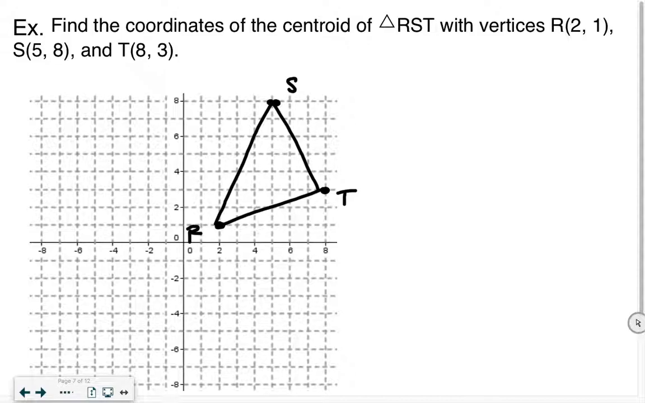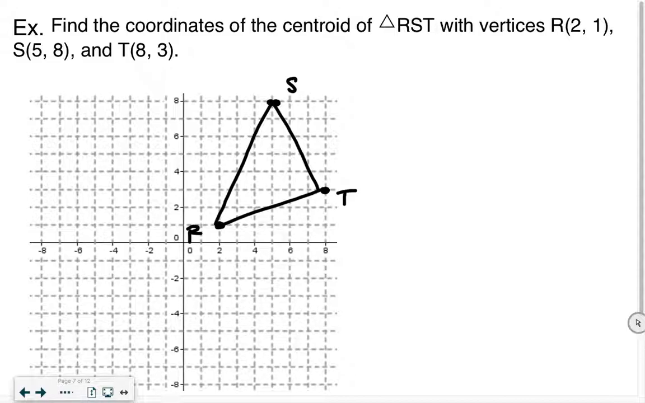We are being asked to locate the coordinates of the centroid. The centroid's where the medians meet, so we have to draw a couple medians in here. You shouldn't have to draw all 3 medians because where 2 of them meet, the third one's automatically going to meet as well. So we just need to draw in 2 medians. Medians go from a vertex to a midpoint, so it doesn't really matter where we start here. We're going to have to draw a couple of them.